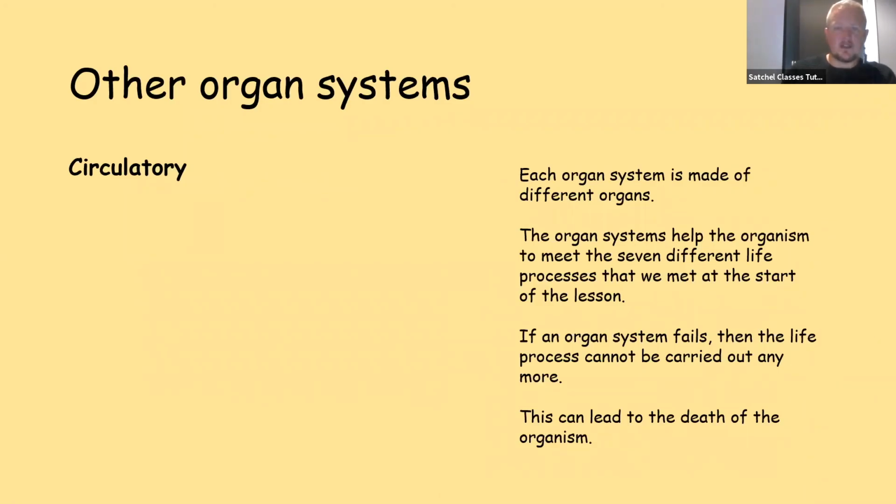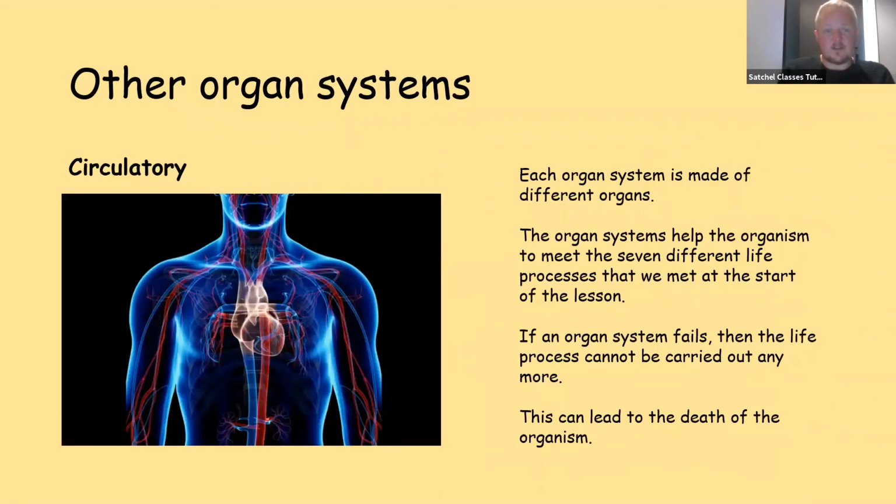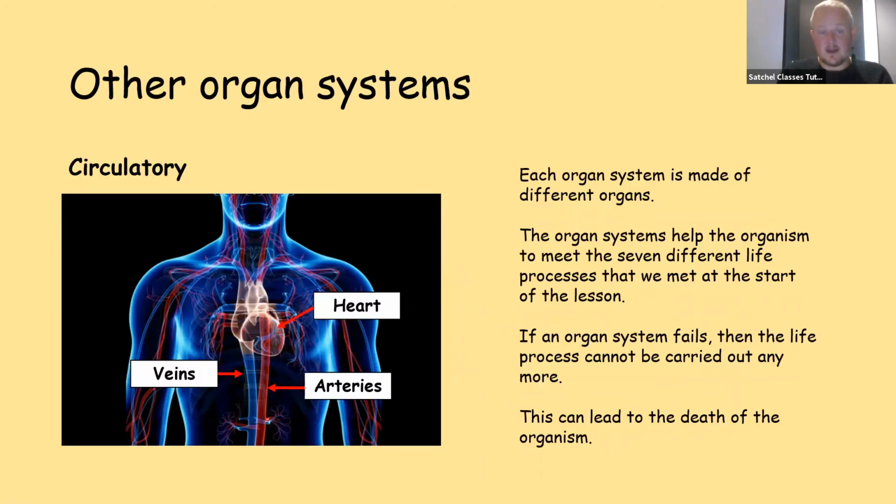Finally, the circulatory system. The circulatory system is made up of the organs, the heart, and then the blood vessels, which are arteries, which carry blood away from the heart, and veins, which carry blood from the body back to the heart. Each organ system is made of different organs.